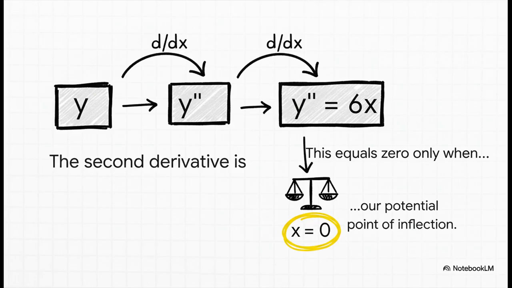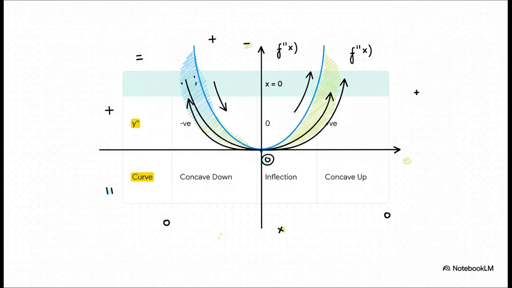Okay, so where could a point of inflection be hiding? Well, we set that second derivative to 0. 6x equals 0. That only happens at one spot, right? When x is 0. So x equals 0 is our prime suspect. But remember, being 0 isn't enough. We have to check for that sign change.